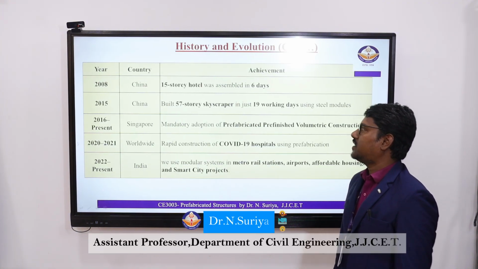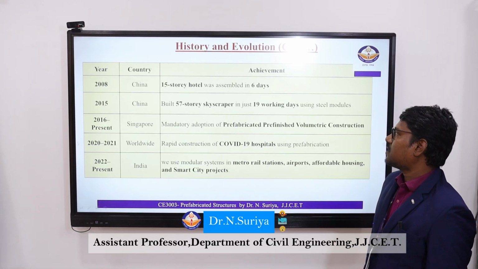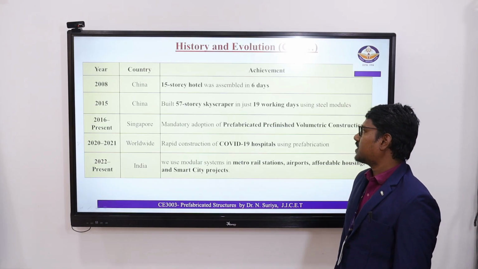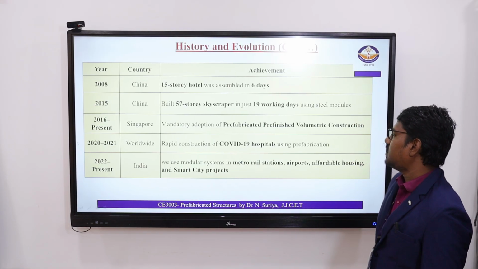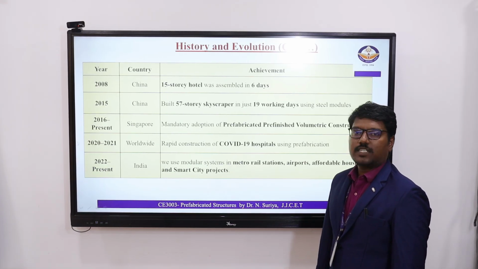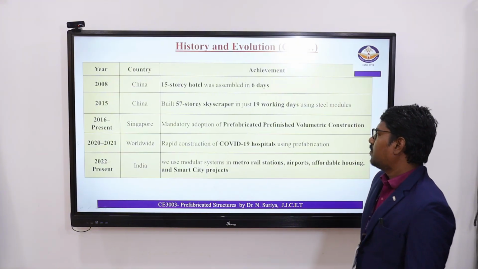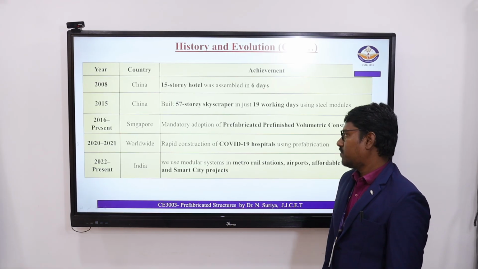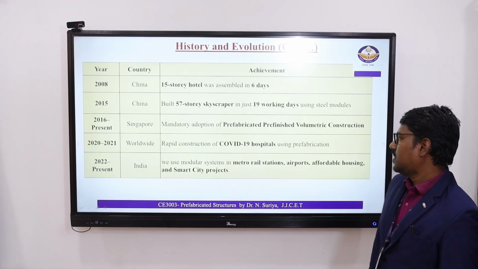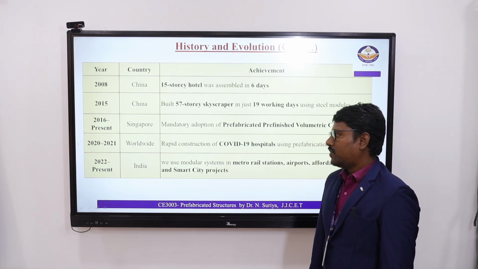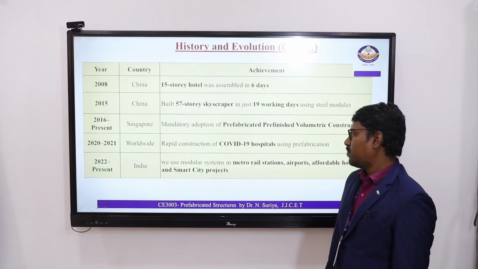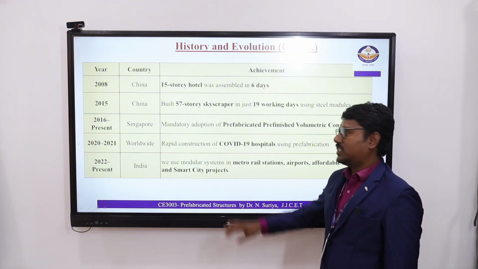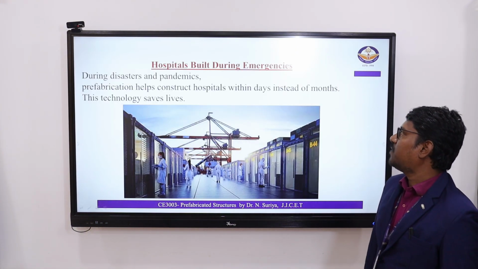Next, in the year 2008, in China, a 15-story hotel was assembled in just 6 days. After that, in 2015, again in China, a 57-story skyscraper was built in just 19 working days using steel modules. From 2016 to present in Singapore, there is mandatory adoption of prefabricated, pre-finished volumetric construction. Between 2020 and 2021, worldwide, COVID-19 hospitals were rapidly constructed using the prefabrication method. From 2022 to present in India, we use modular systems in metro rail stations, airports, affordable housing and smart city projects.